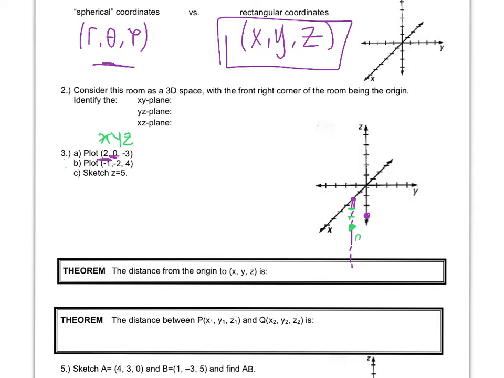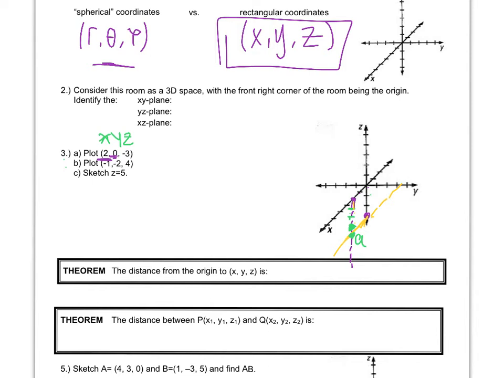So for point A. Or another way to look at it is go down 3 on the z-axis right here, and then draw another line parallel to the x-axis. So it's these parallel lines that help us visualize that third dimension. So the intersection here is where A would be, right there.